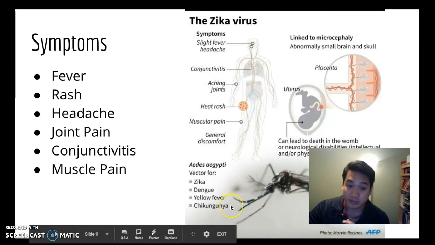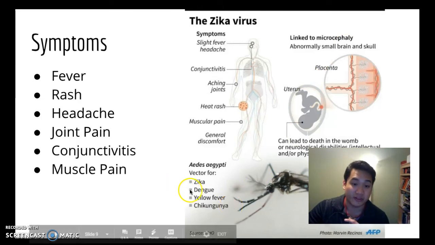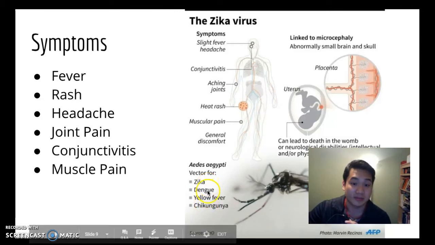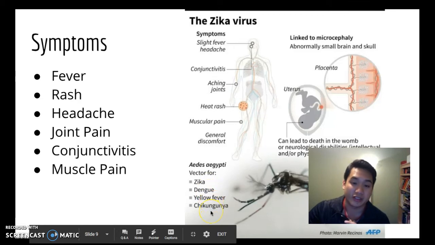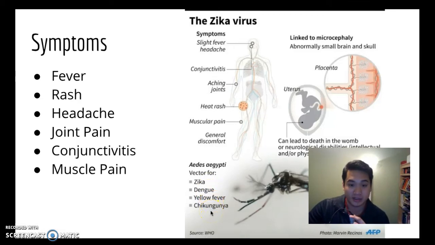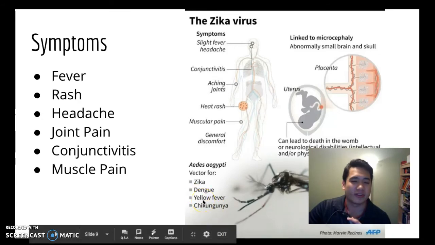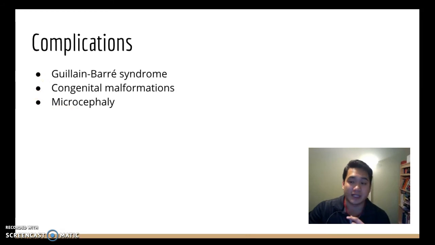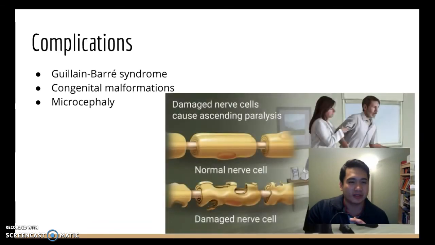The mosquito also is a vector for these three other viruses that are related to Zika: the dengue, yellow fever, and chikungunya. I believe that the dengue and yellow fever are the same family of virus as the Zika virus. But yeah. So complications of the Zika virus include, I think they're placental, the Guillain-Barré syndrome, congenital malformations, and microcephaly.